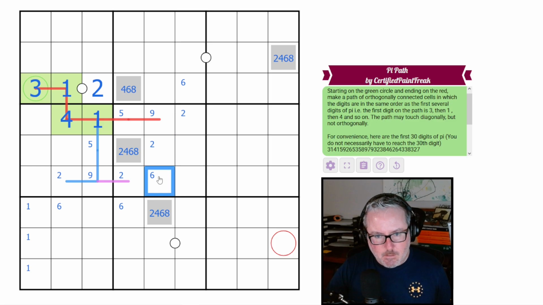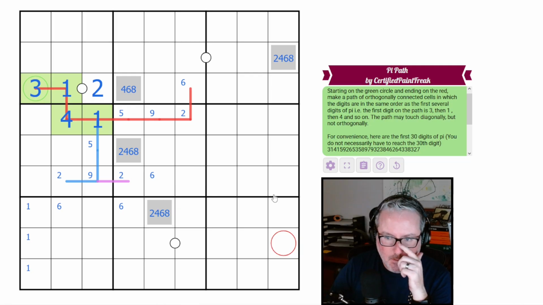2, 6. Again, we said we can't go down this way. Because the second we get to the 6, we have to go either way with the 5. We already used the 5. So this is not 2. The red line will continue here. And then it has to go up.